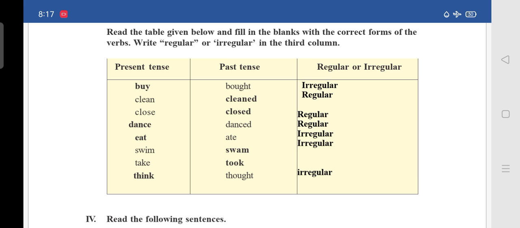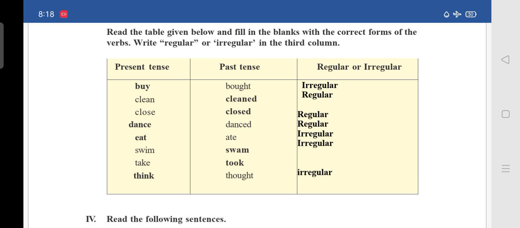Okay. And the second is clean. Present tense is clean. So what is the past tense? Here we are adding ed. So cleaned. It is a regular verb, isn't it? Close. Third one is close. We are adding ed to the present tense. So what will it be? Closed. Past tense is closed. So it is also regular.